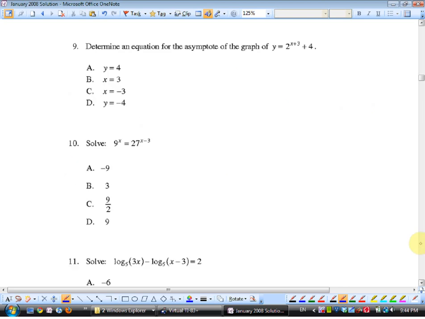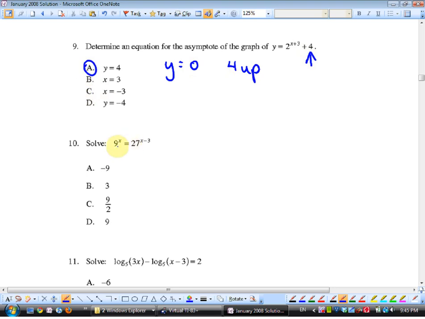Be clever. Find an equation for the asymptote of this exponential graph. Normally, an exponential graph has the asymptote, the x-axis, y equals 0, except this graph has been moved 4 up.